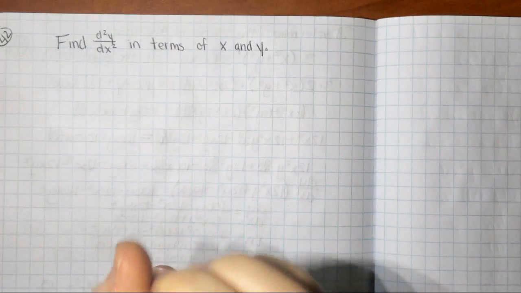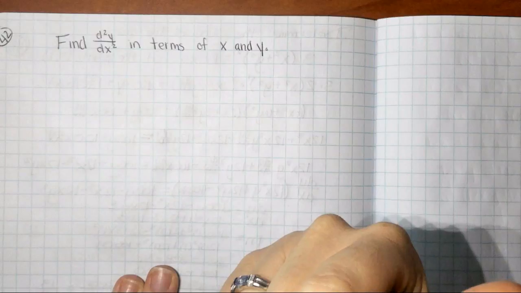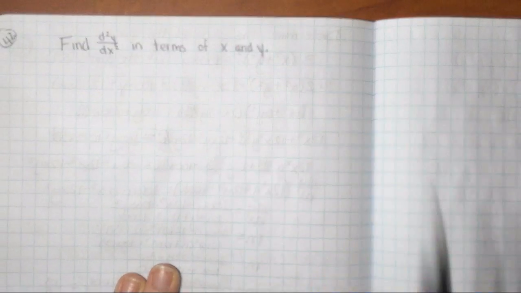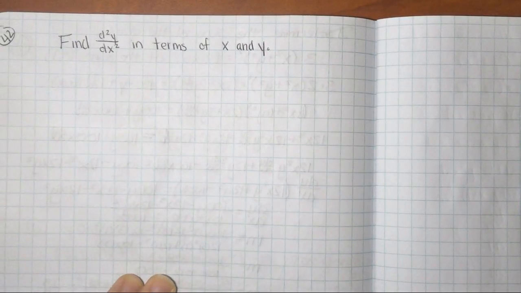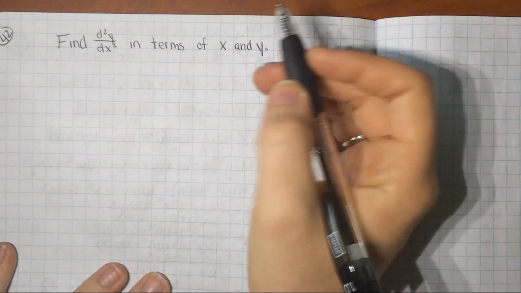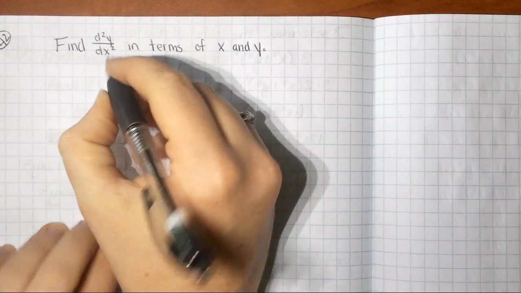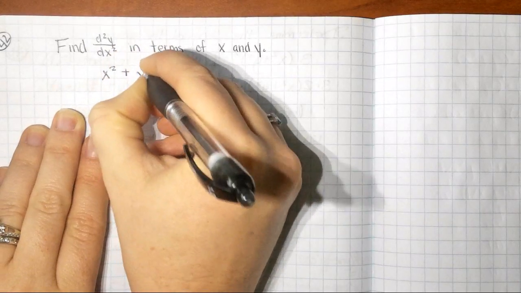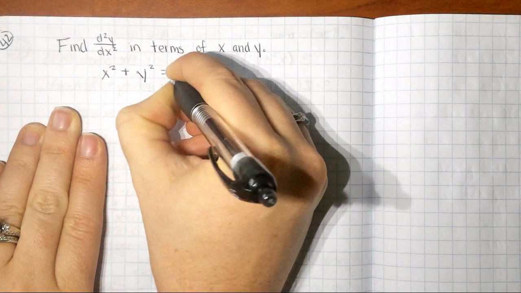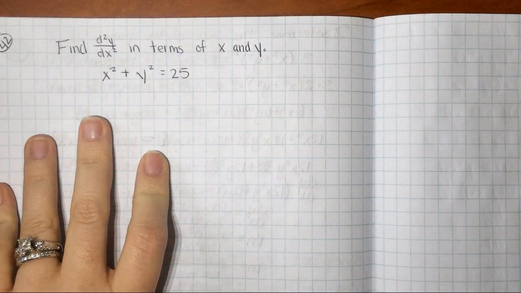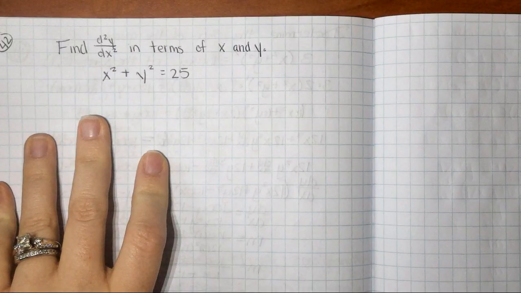So what's going to happen is we're going to find the first derivative, and then a second derivative, but it's going to look a little bit different because I'm not dealing with a function. I'm dealing with some sort of equation that doesn't satisfy the function definition. So x squared plus y squared equals 25. Looking at this, if we remember conic sections or geometry, what is this? A circle with a radius of 5.